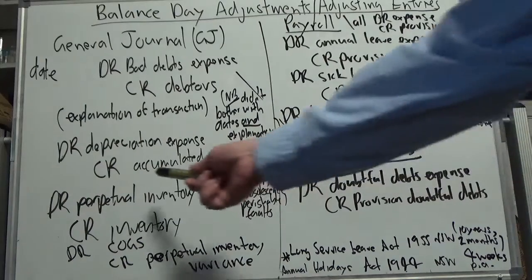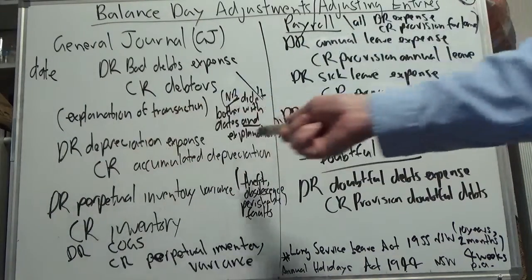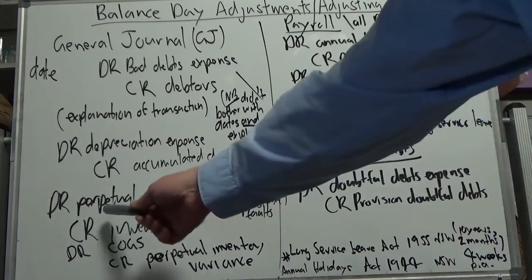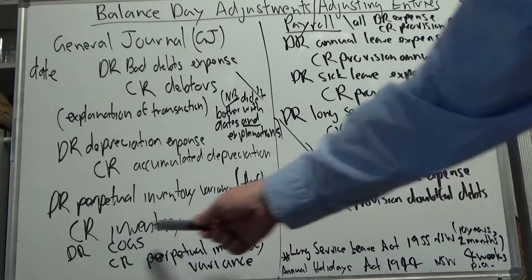But if it was total accumulated depreciation, it'd be total depreciation expense for the life of the asset to the present day. So that's an adjusting entry. We've got debit perpetual inventory variance and credit inventory.